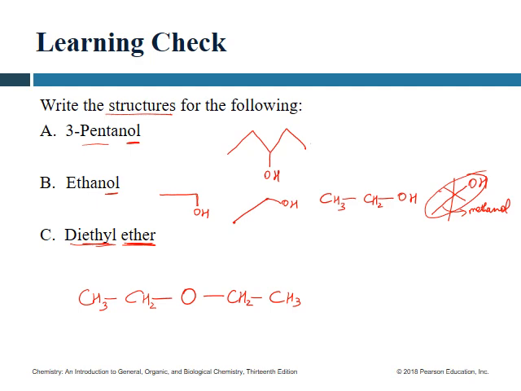Or if you want, you could draw it in the line structure format as well. This ether would have 1 and 2, 1 and 2. Both sides should at least have 2 corners. So either of these would be correct.